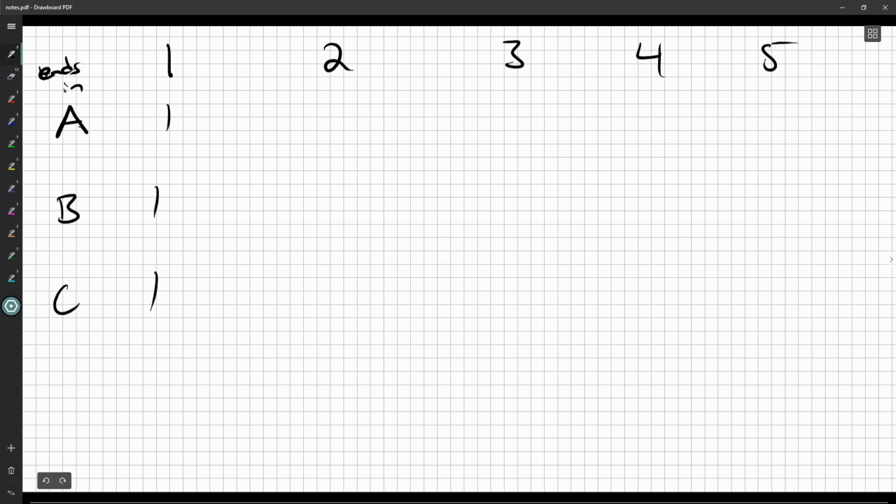Okay. Now, how many sequences are there of length 2 that end in an A? Well, you could take any sequence that ends in a B and add on an A. That would be fine. One of those. Or any sequence that ends in a C and add on one of those. But you can't take the A and add on an A because then you'd get AA. And that's not allowed.